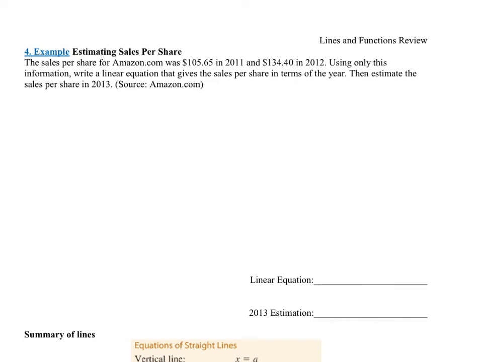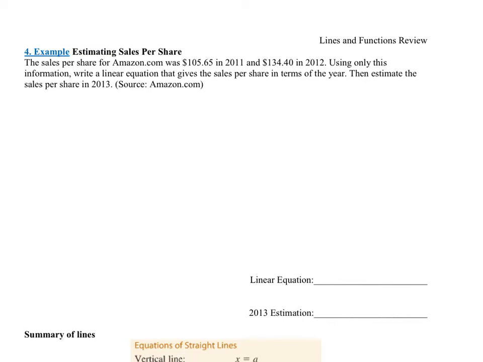Example 4 says estimating sales per share. So the sales per share of Amazon.com was $105.65 in 2011, and $134.40 in 2012. Using this information, write a linear equation that gives the sales per share of the item in terms of the year. Estimate the sales per share in 2013.